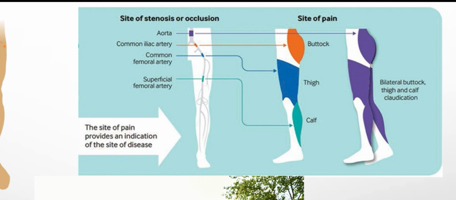Site of stenosis or occlusion: the site of pain provides an indication of the site of disease. So there can be various sites in which the pain is occurring that can lead us to the diagnosis of which site in the artery is involved, such as common iliac artery, common femoral artery, superficial femoral artery, etc.